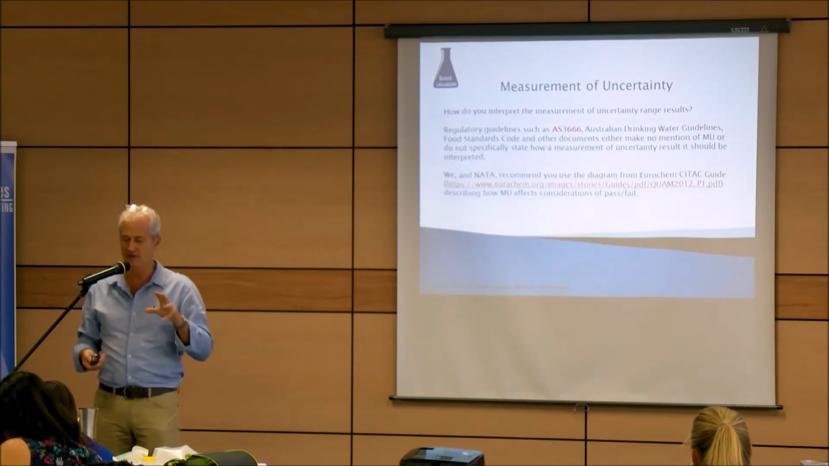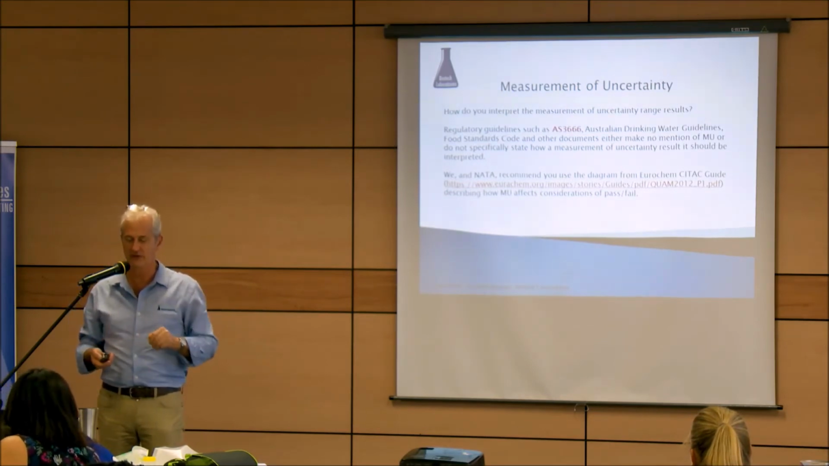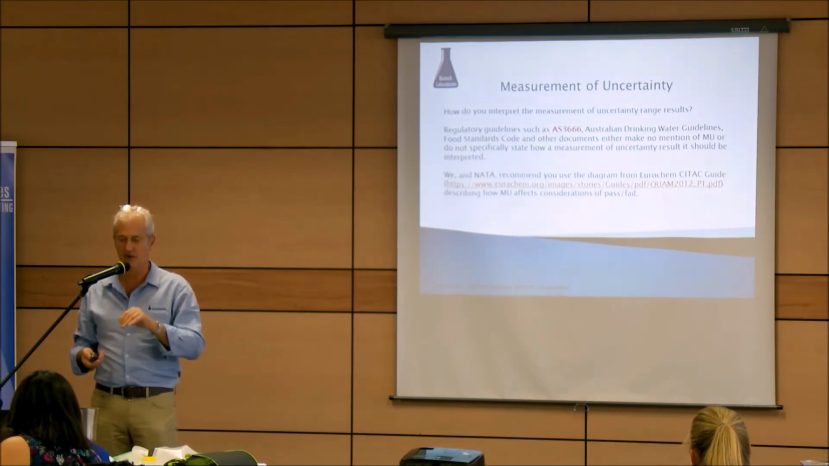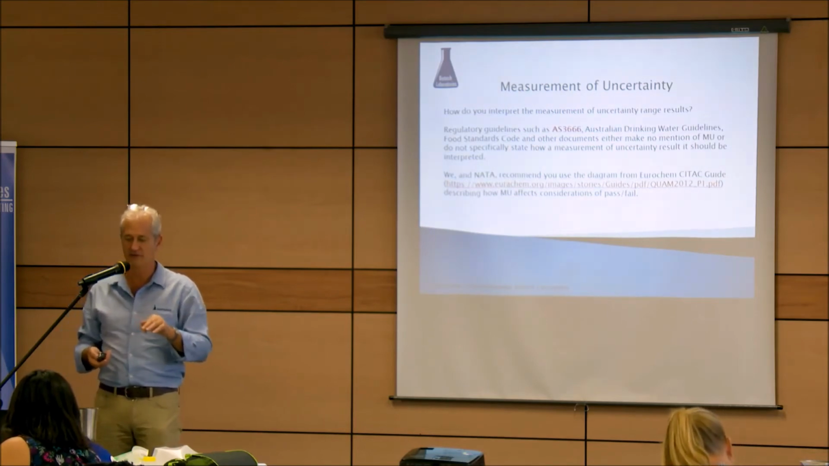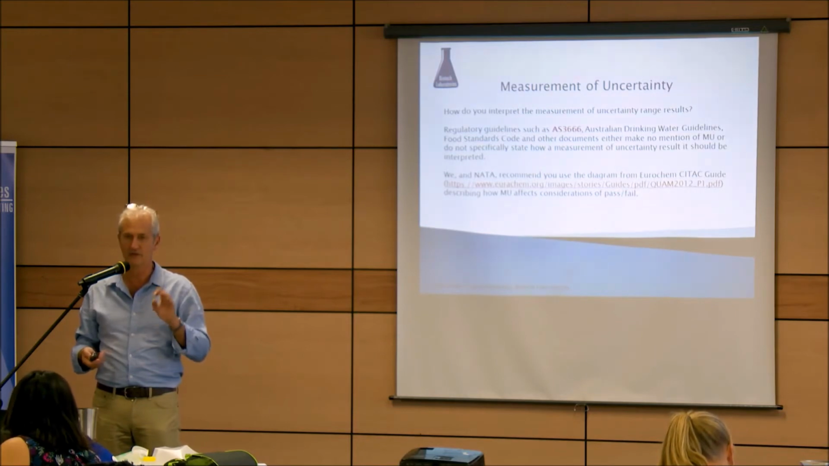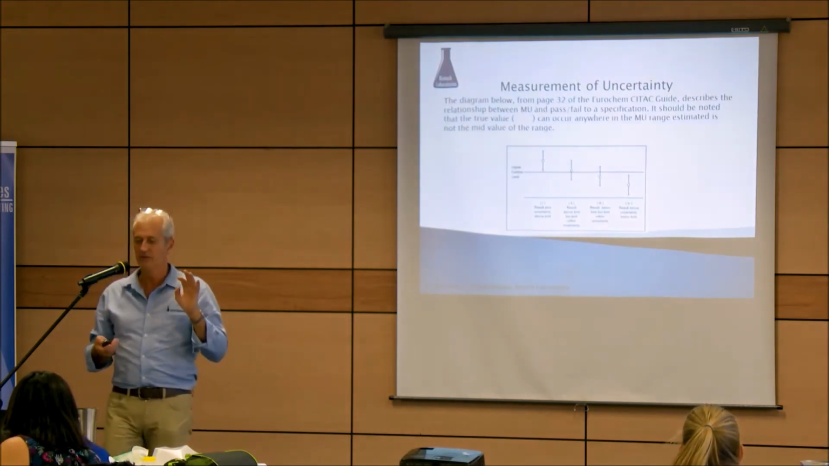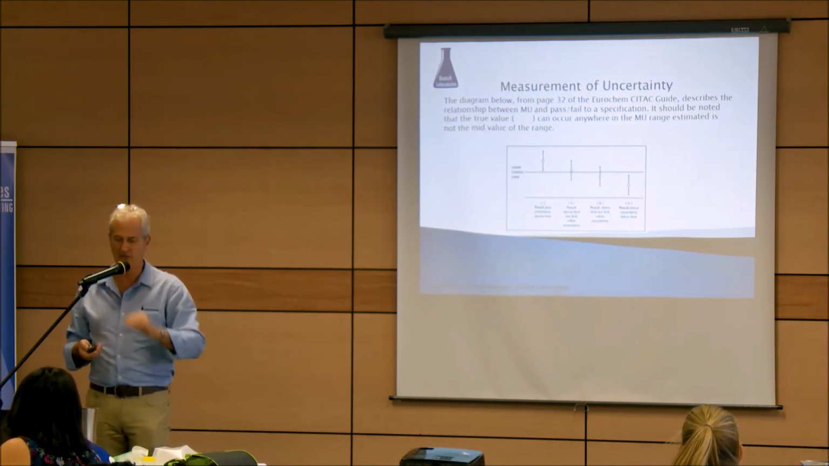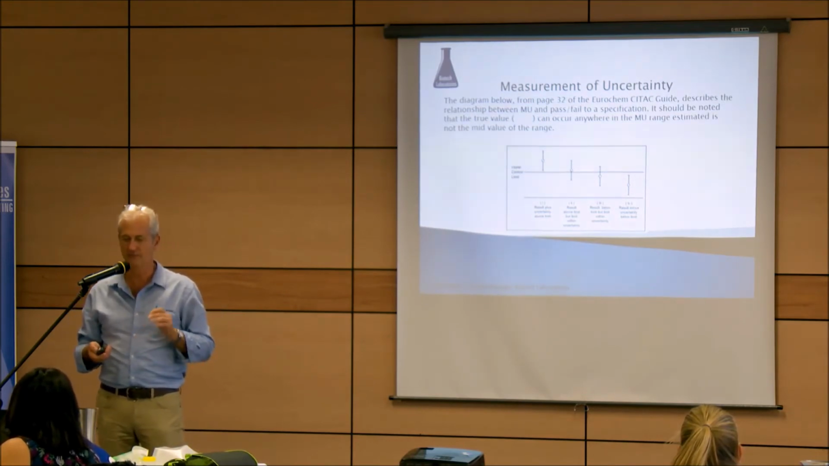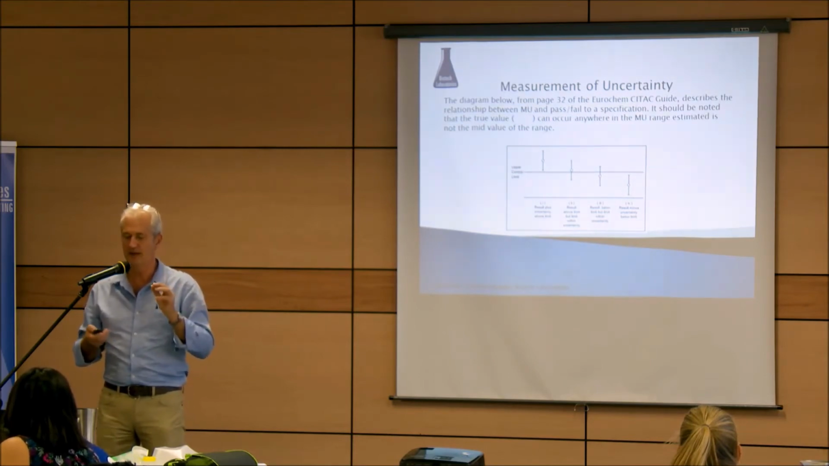What we recommend, and so does NATA, is that we go via these guidelines from the CITAP Guide, and we can send you that link if you want to get through to us. But that's how it looks. And this diagram actually comes from the CITAP Guide. It describes the relationship between MU and pass-fail to a specification.